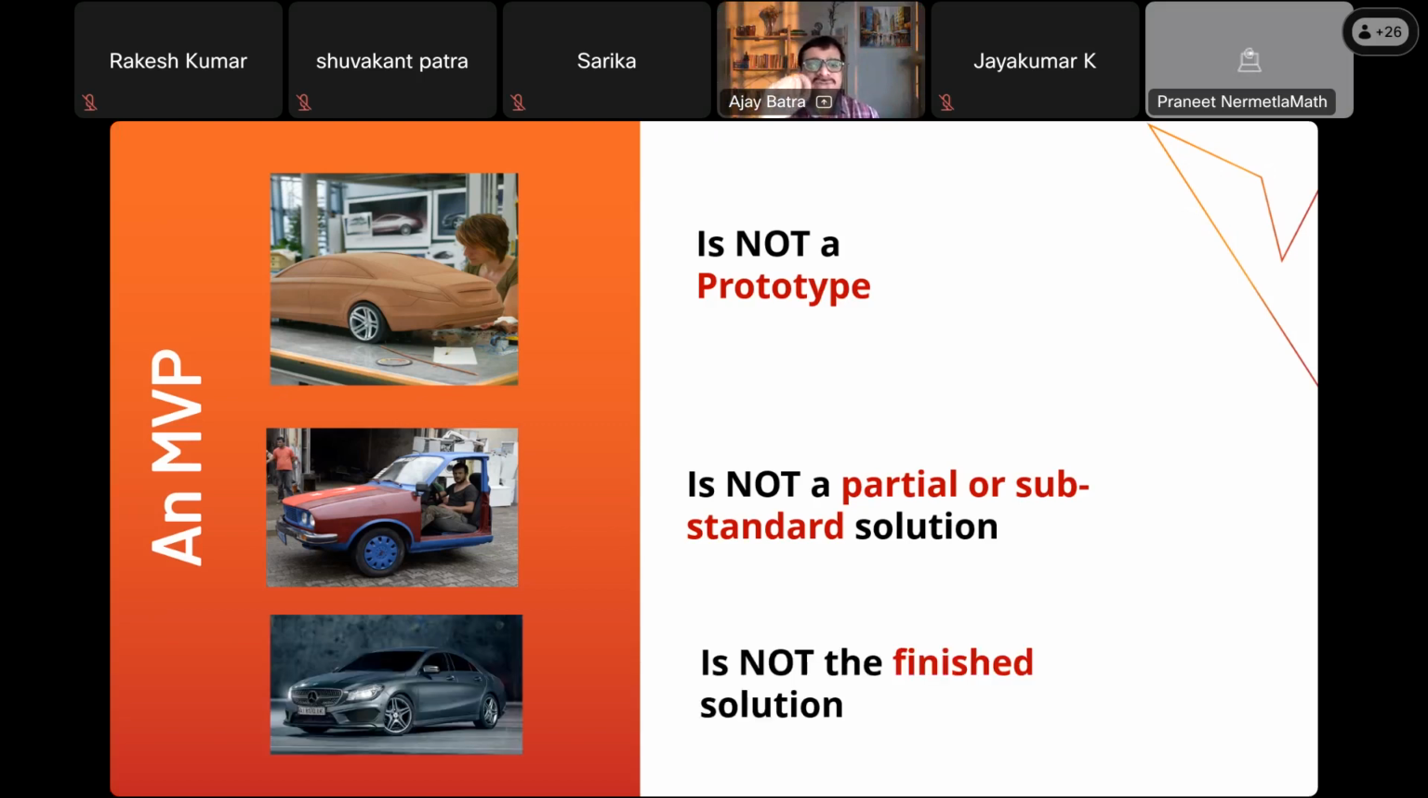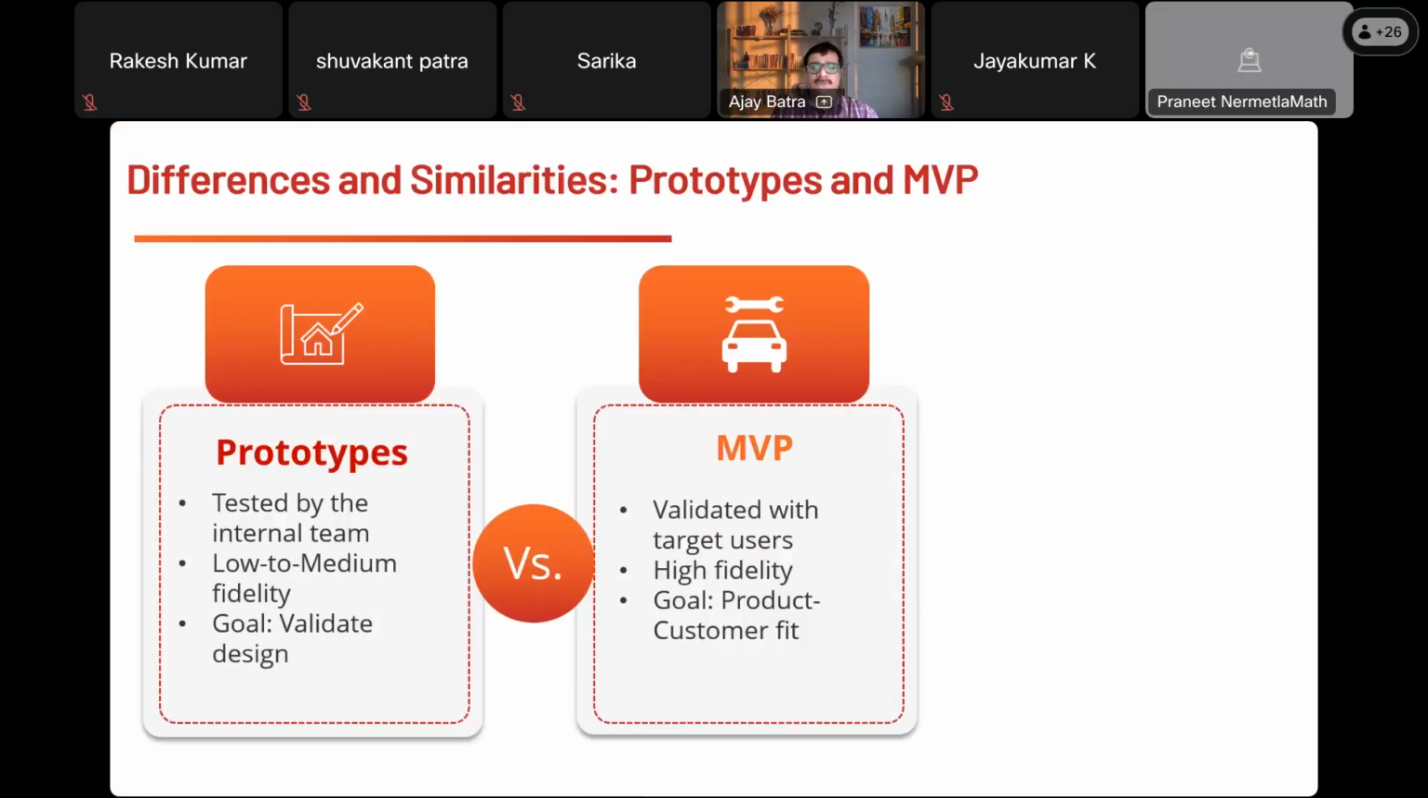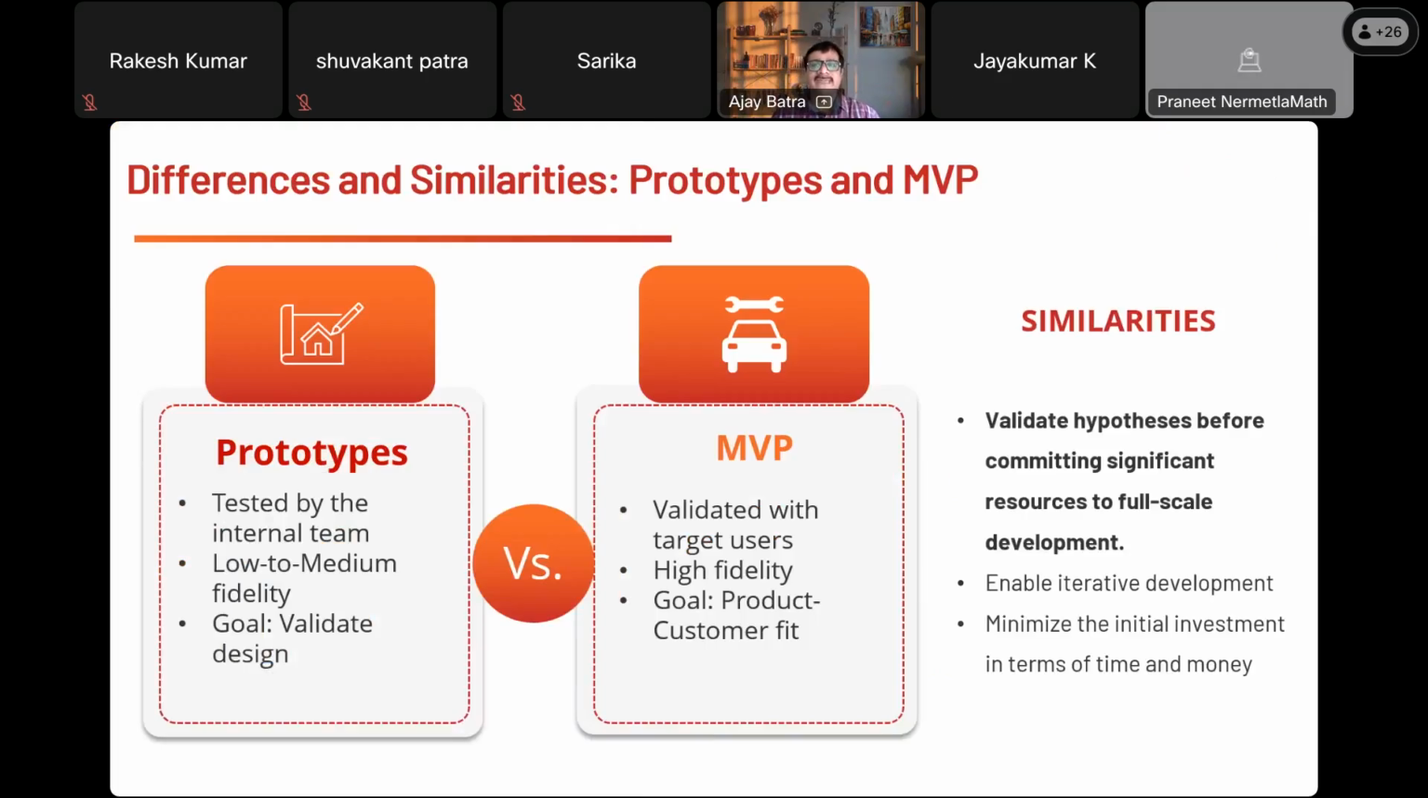An MVP also is not the final product. So please keep in mind, MVP is between a prototype and the final. And the whole point is you build something, give it in the hands of your users and say, okay, tell me if it's looking okay, feeling okay, working fine or not. As Jaykumar said, it is functional to the point that at least basic functionality exists. It may not be fully functional, but it has to be functional. If it's not functional, it's only a prototype. So between these two, the whole point is we are making sure we keep checking with our users.